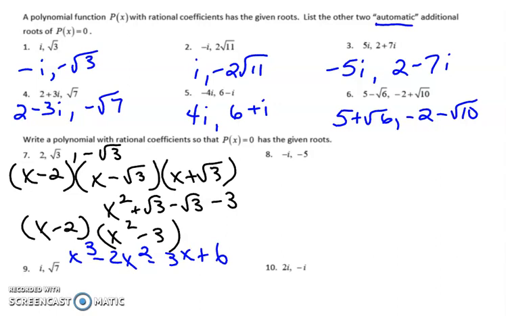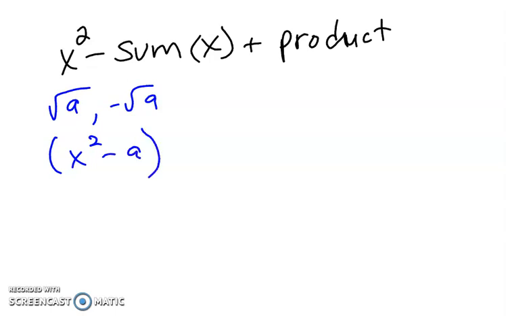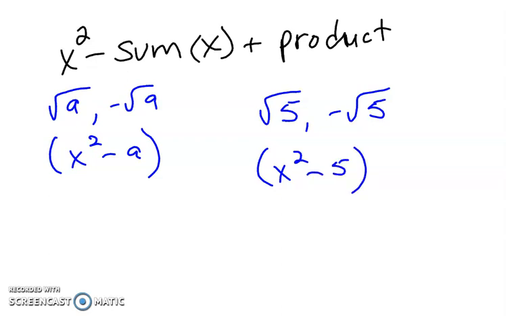Okay, but the thing to remember is if you have radical a, or the square root of a, and negative square root of a, then your factor is going to be x squared minus whatever a is. So if I have the square root of 5, and I know I must have negative square root of 5, the factor will become x squared minus 5. Okay?